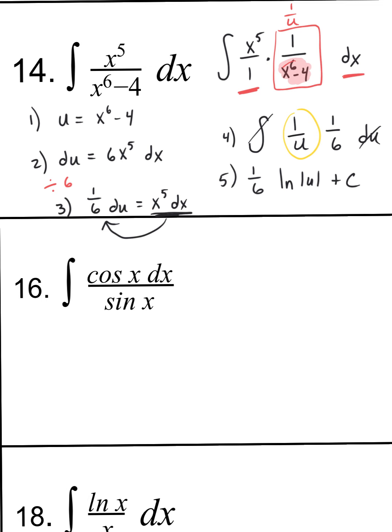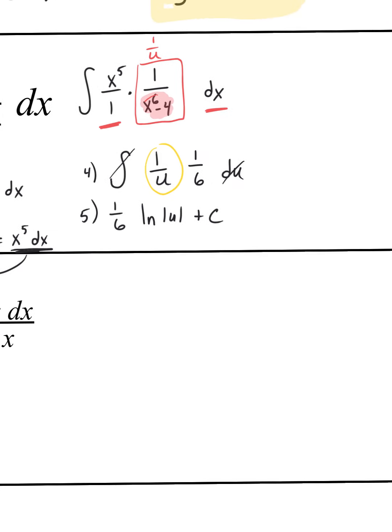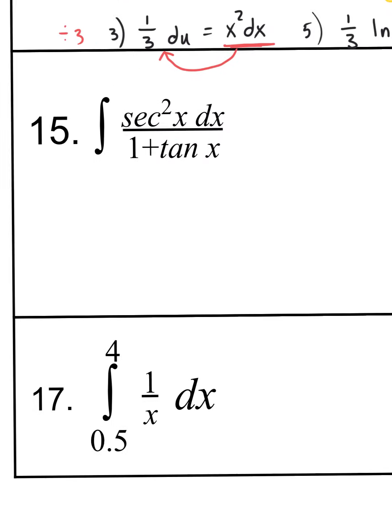And then you just have to plug in u. So I'm going to sneak over here. 1/6 ln absolute value of x to the 6th minus 4 plus c. There is your final best full credit antiderivative. How's it going? Coming back to you? Okay, let's keep going.